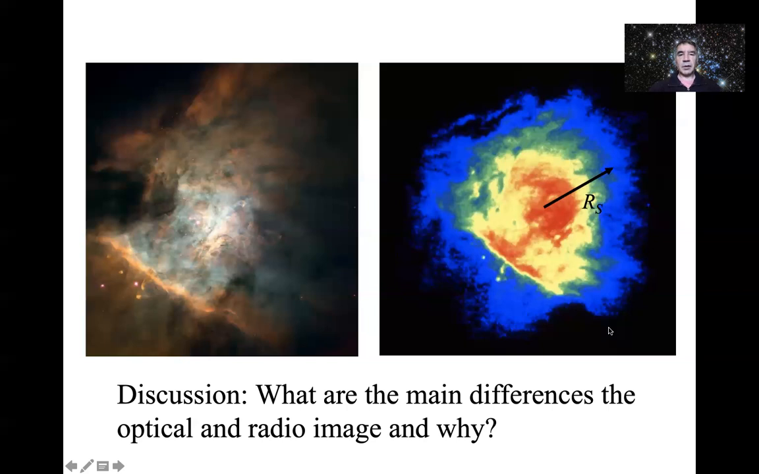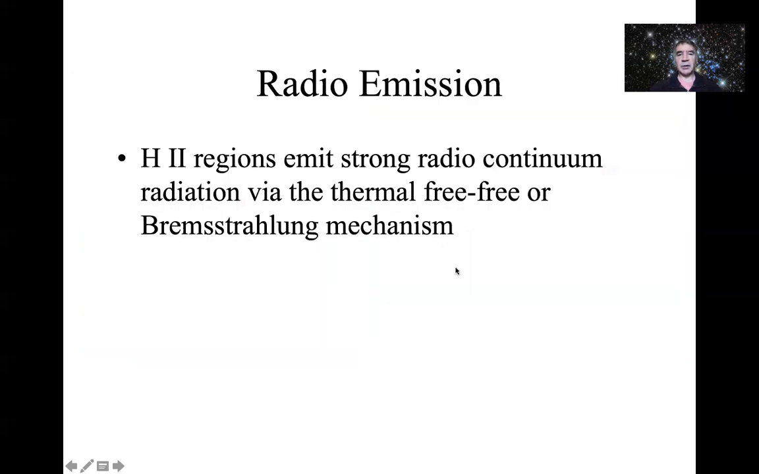Okay, so let's now look at why these sources are emitting in the radio and how, and learn a few more things about that. So HII regions, as I said, are very strong radio continuum emitters, and they are emitting in the radio because of this thermal free-free mechanism, or bremsstrahlung.